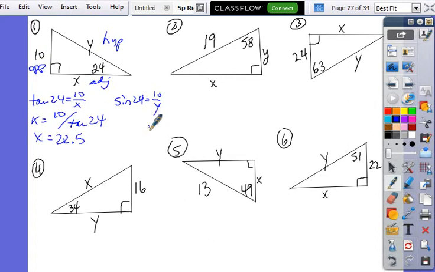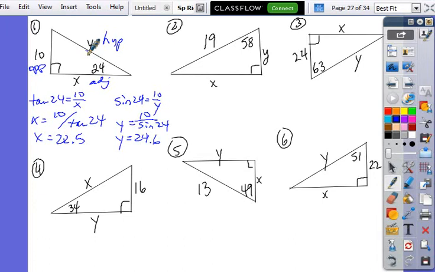Variable in the bottom. Divide again. What is that? 10 divided by sine 24. 24.6. Do those answers make sense? Well, 24 is smaller than 45, so 10 should be the smallest side. It is. Y is the hypotenuse. It should be the biggest side. It is. So the numbers make sense based on what we know should happen.